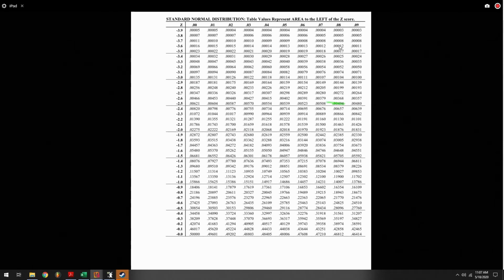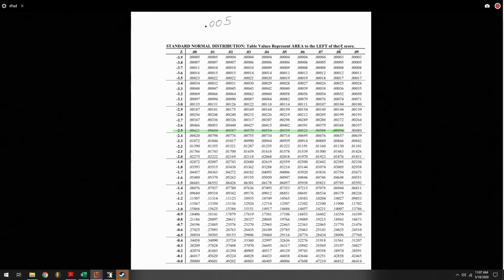So if we look at this and go backwards, that corresponds to a z-score of negative 2.5, and if we come up, 0.08. So our z-score that goes with this is negative 2.58. And remember, it's symmetric. So the same z-score on the other side will correspond to just the positive version of that.